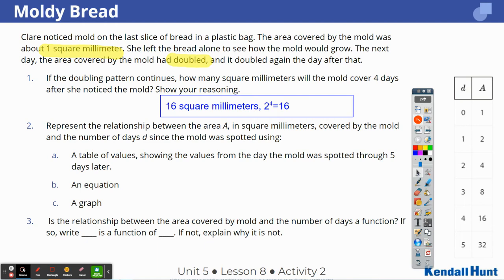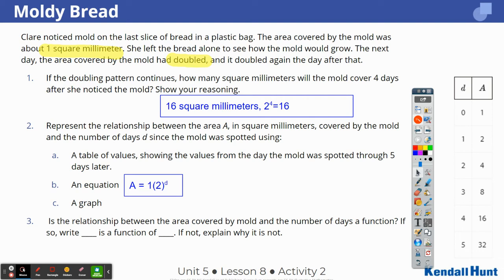Okay. So our equation here, we're using our initial value, and our initial value is that 1 square millimeter that we talked about up top. And then the other part of your equation that you need is your growth factor. So it's always what it's increasing by or decreasing by. And so for this example, it would be 1 square millimeter for the initial value, and then it's doubling, so we would multiply that by 2 and raise it to the power of d, or the number of days that we're looking at.